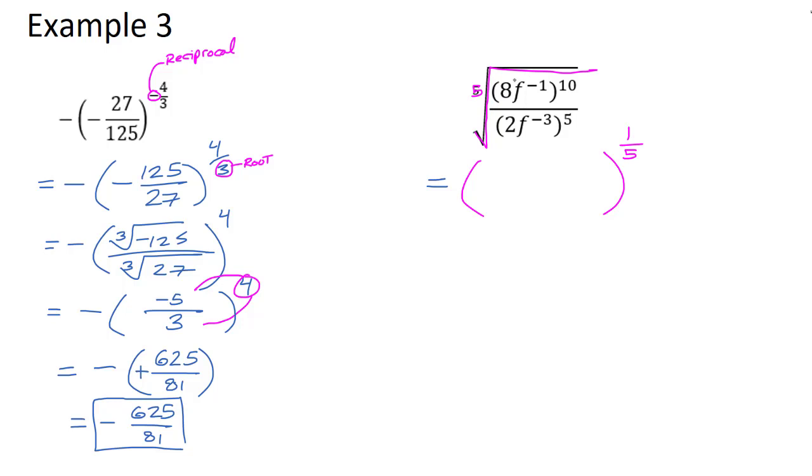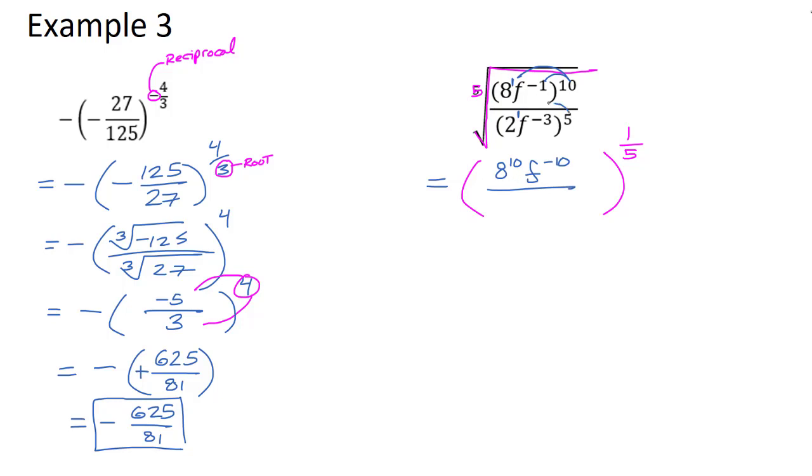I have 8 with an invisible 1, a 2 with an invisible 1, and we need to apply this 10 to each of them, right? We have to multiply using our product rule. So this is going to be 8 to the 10, and multiply by the negative 1. Negative 1 times 10 is f to the negative 10. Now don't calculate what 8 to the power of 10 is right now, just leave it.